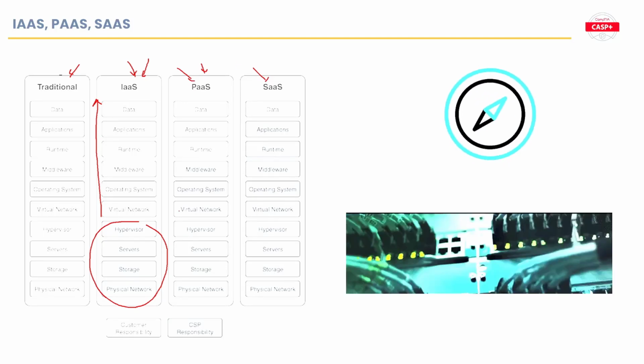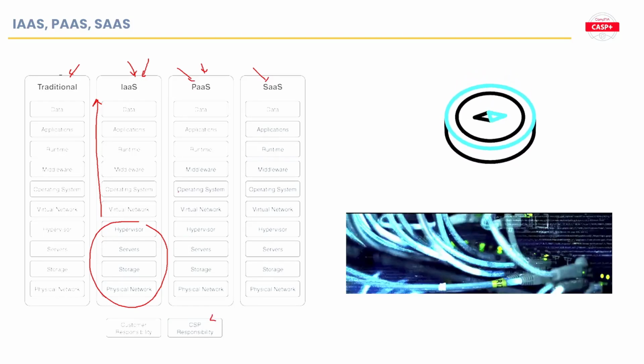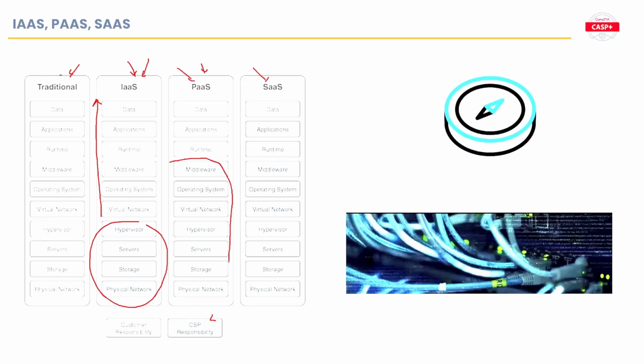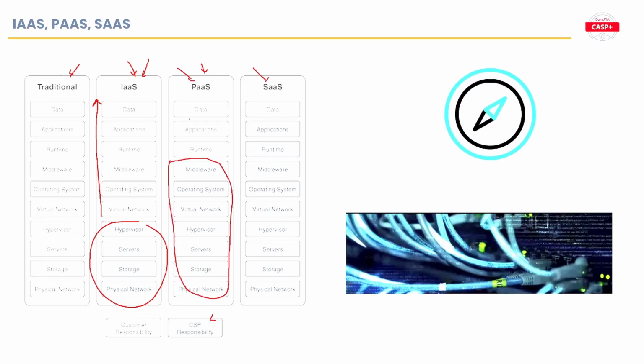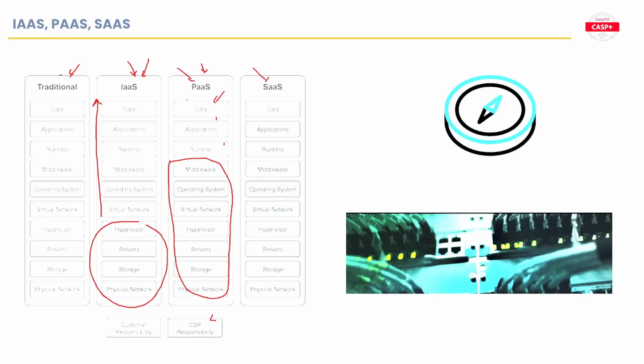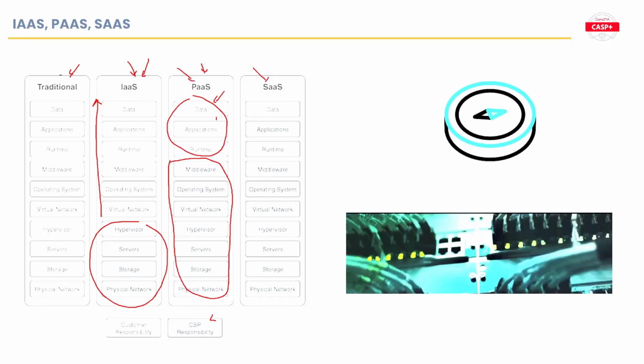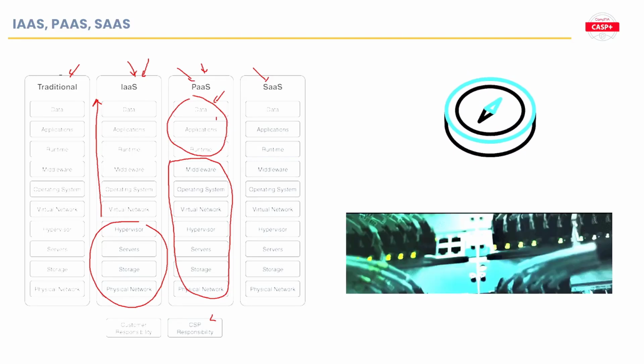If you look at this illustration, we're actually increasing the scope of the CSP, or the cloud service provider, up to this portion, up to the middleware. But the data, application, and the runtime will still be the responsibility of the customer.